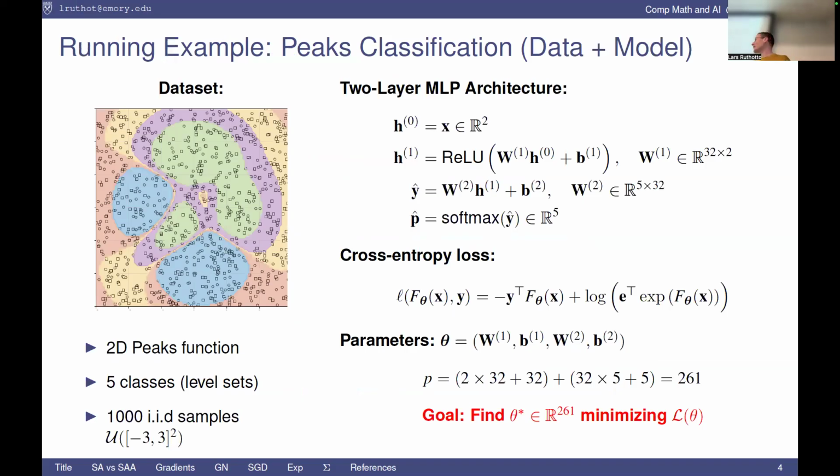We have a running example. This is one of my favorites. This is called the peaks problem. So MATLAB has this 2D peaks function. It's just some weird function that has valleys and hills, and you can make a classification problem out of this, which I did by just picking level sets. So you see these different colors. These are different class labels.